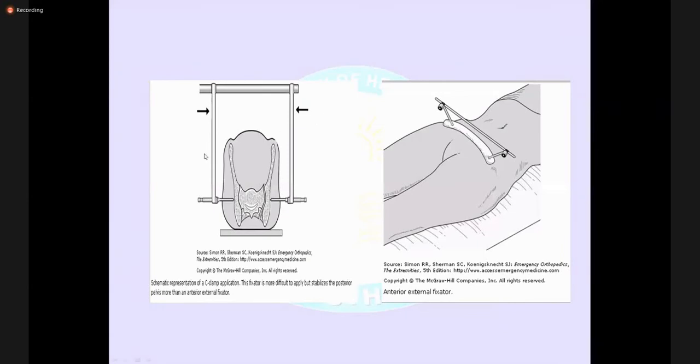This is the pelvic binder. This is the C-clamp. If the condition is not settling with the pelvic binder, and the patient is complaining of continuous pain and the pelvis is unstable, and in the emergency situation we are not able to go for open reduction and internal fixation, then we will apply the C-clamp. This is the C-clamp, and this is the external fixator, which is used in emergency situations to stabilize the pelvic fracture.